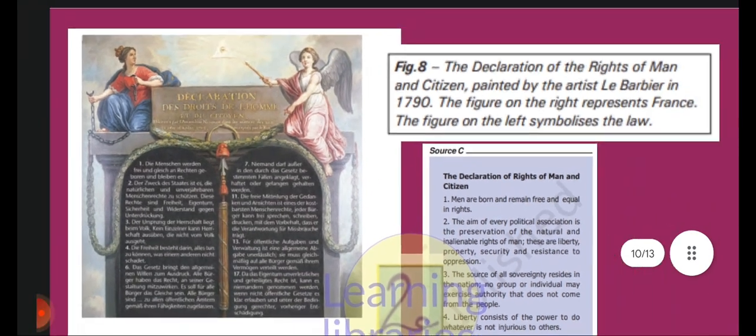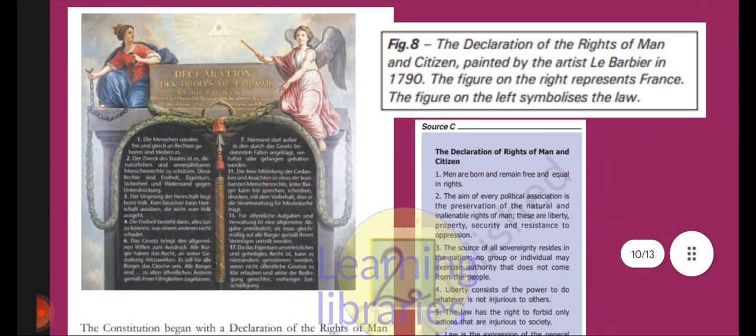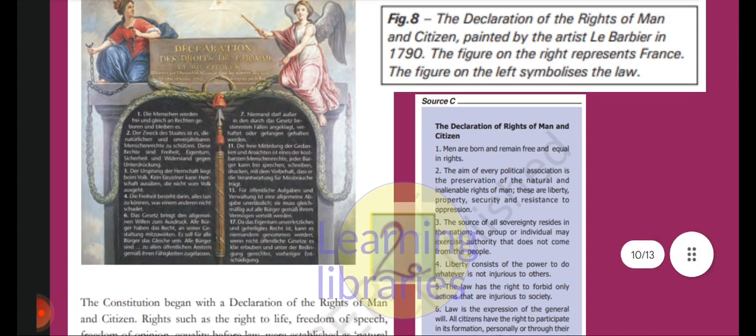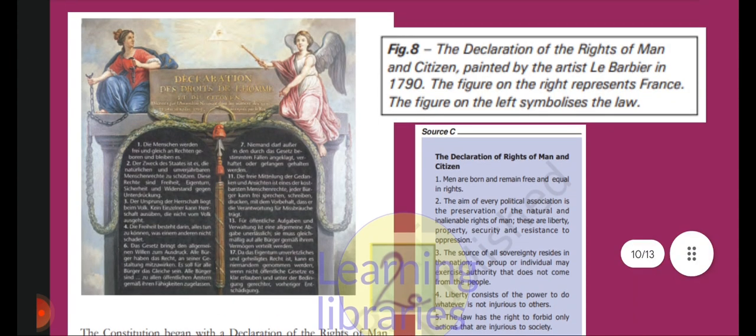So basically you can see this is Figure 8. The Declaration of Rights of Men and Citizens, painted by Le Barbier in 1790. The figure on the right represents France. The figure on the left symbolizes the law. So you can see two angels. One is France, another is law. Land is important, country also is. Law is important, country is important.